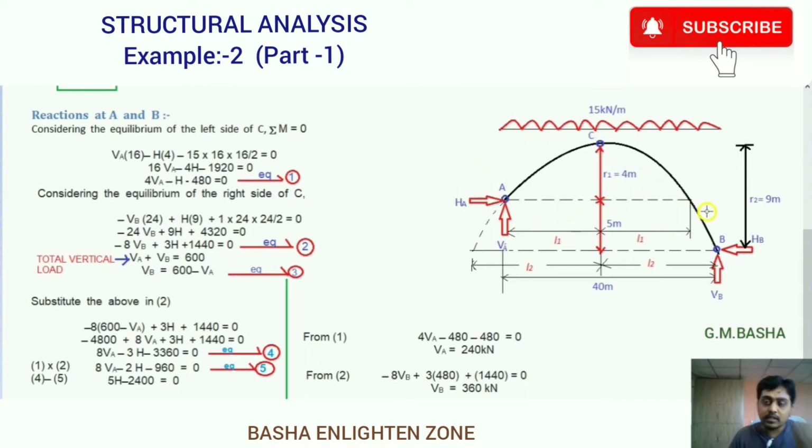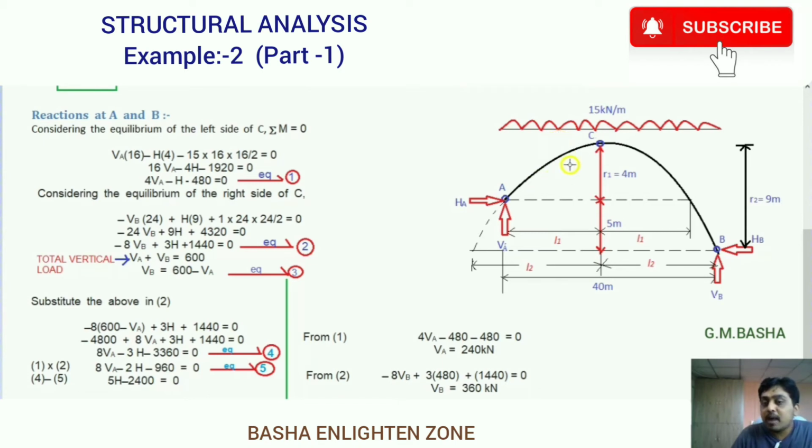You will get one equation. Again, we consider the right part, and you will get another equation. If you solve those two equations, you will get both vertical reactions and the horizontal reaction. If you want to find the horizontal thrust, first we have to find the vertical reactions. For that purpose, we are considering the equilibrium of the left side of C.